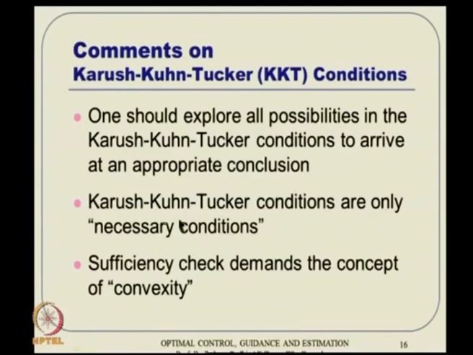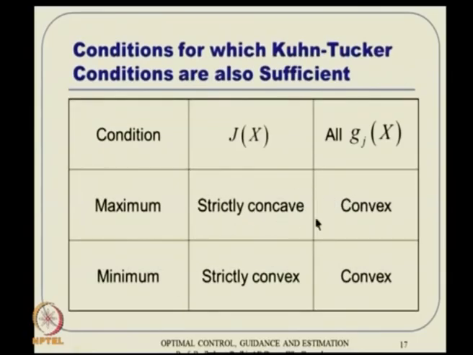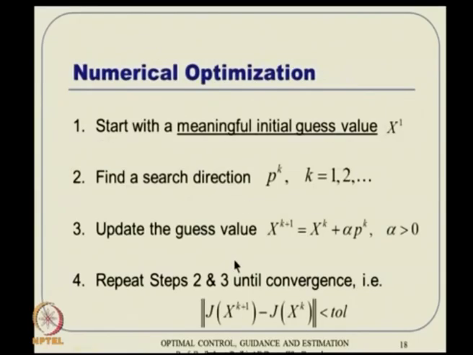Then also remember that KKT conditions are only necessary conditions, and the sufficiency check demands the concept of convexity as well. And we summarized the results: if J of x is strictly concave, whereas Gj happens to be convex, then it leads to a maximum case. Otherwise, if J is strictly convex, and Gj is convex, then it leads to a minimum case. Alright, so that kind of a thing.